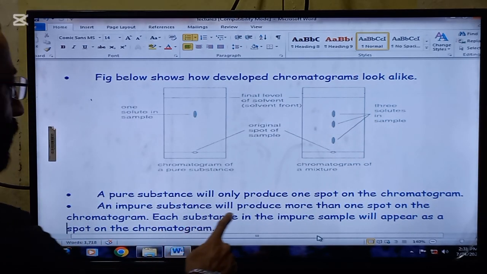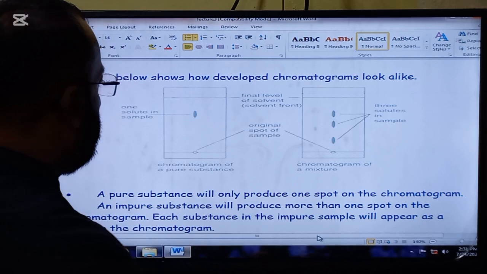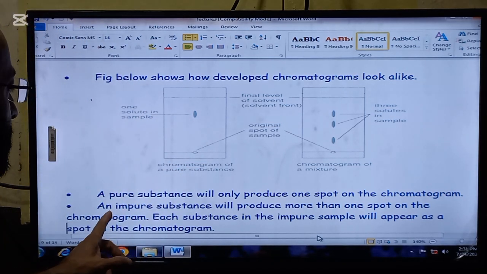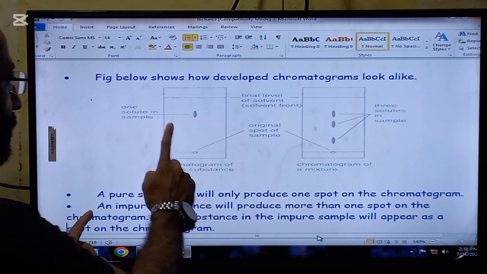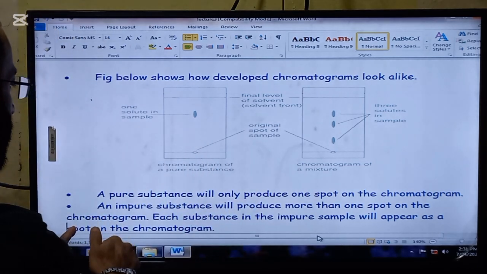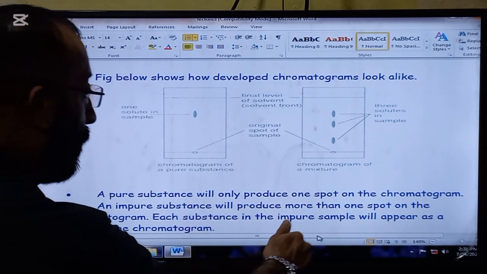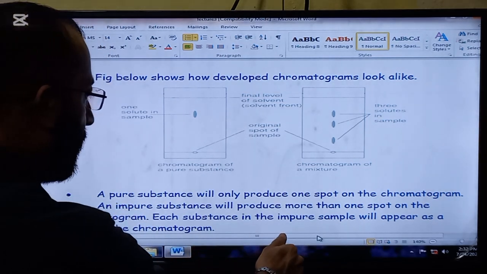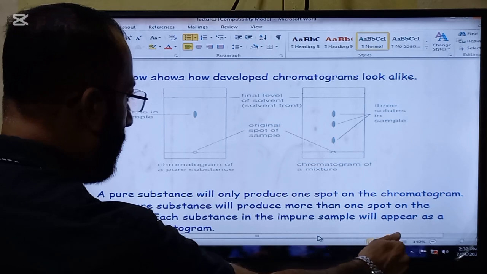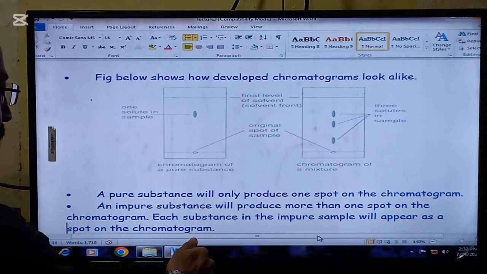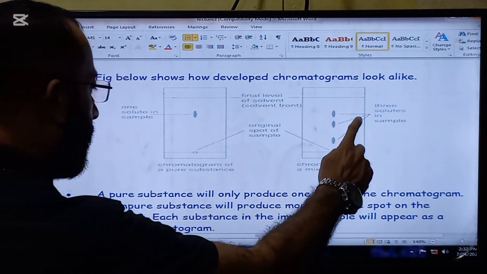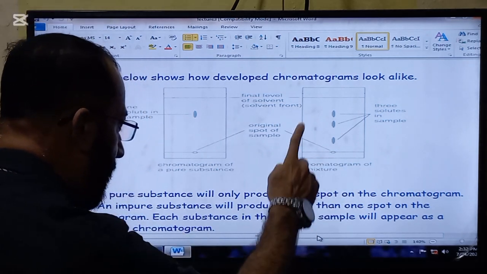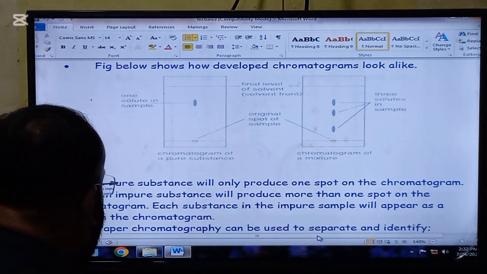A pure substance will only produce one spot on the chromatogram. This is an example of a pure substance, because it produces only one spot on the chromatogram, whereas an impure substance will produce more than one spot. Each substance in the impure sample will appear as a spot on the chromatogram. So there are three substances in this impure sample, and that's why three spots have been formed.